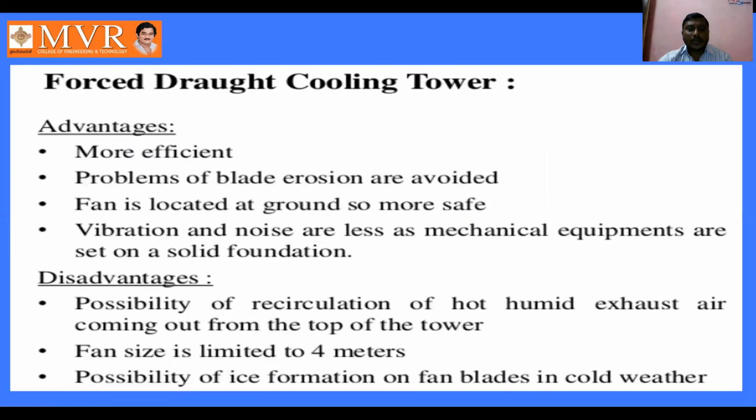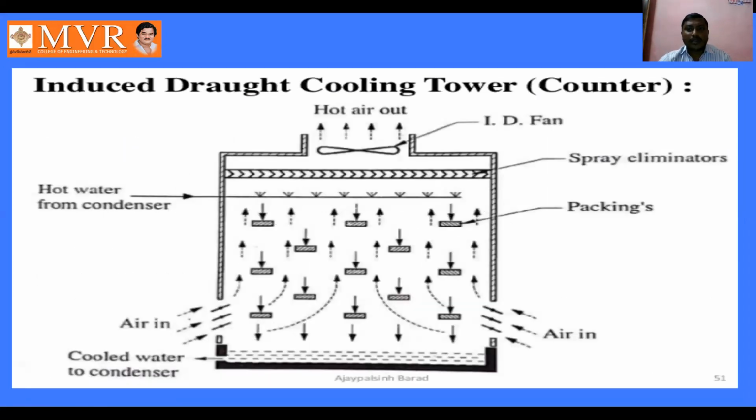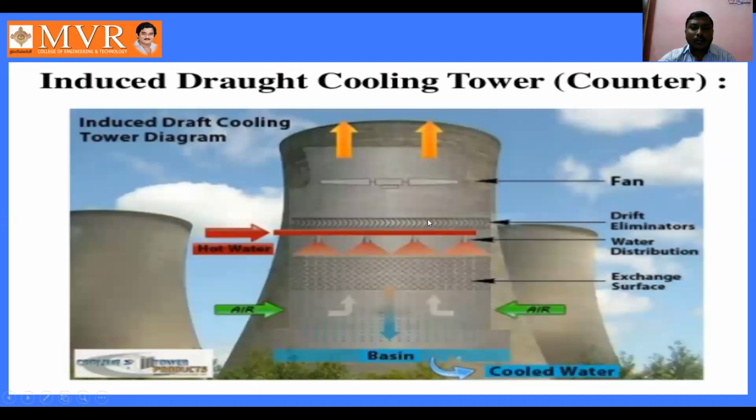And coming to the mechanical forced draft, we have studied some advantages and disadvantages. And coming to the induced draft cooling system, we have shown you two ways, counterflow as well as crossflow: how the hot water enters from the condenser into the cooling tower, how the air enters, where the fan is kept for the induced draft cooling tower, and how the air carries away the hot air from the cooling tower to the atmosphere. This is about the counterflow cooling tower.